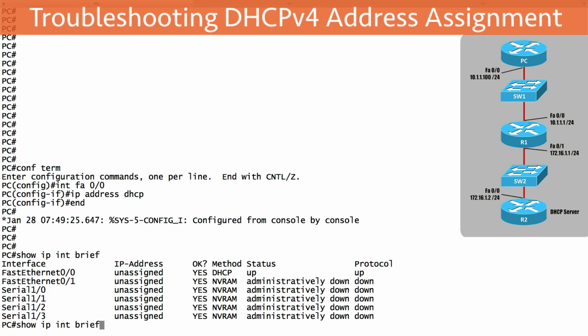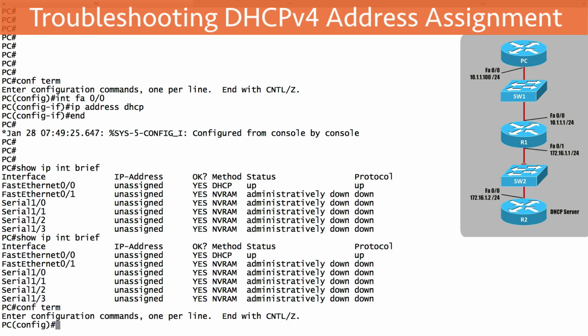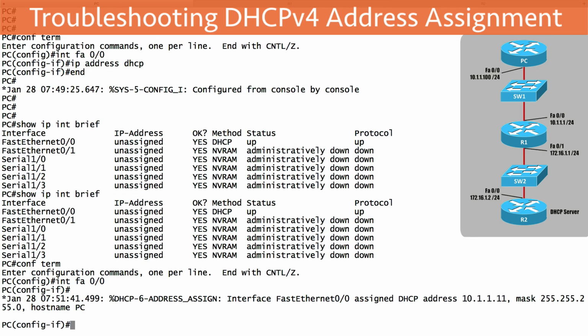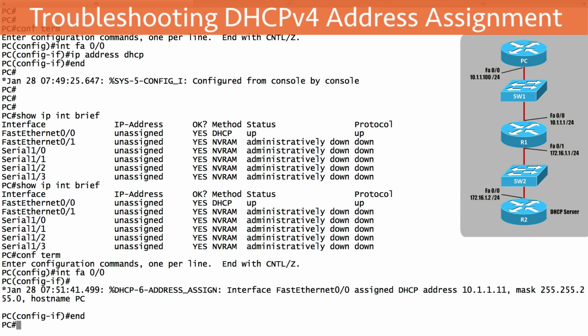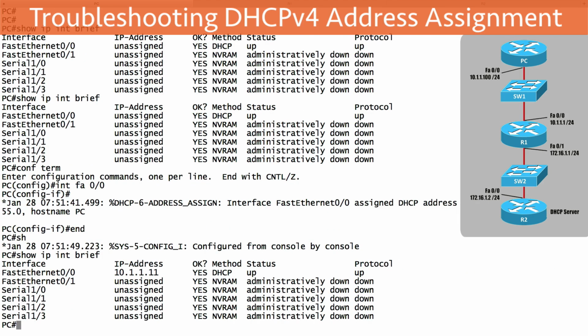Let's once again do a show ip interface brief. Haven't learned anything yet. Just to speed things up, I'm going to bounce the interface. Let's go into interface FastEthernet 0/0. I was going to shut it down and then bring it back up, but I just needed to be a bit patient. It looks like we have been assigned an IP address. Once again, show ip interface brief. Look at this. It looks like I now have an IP address of 10.1.1.11. Fantastic.